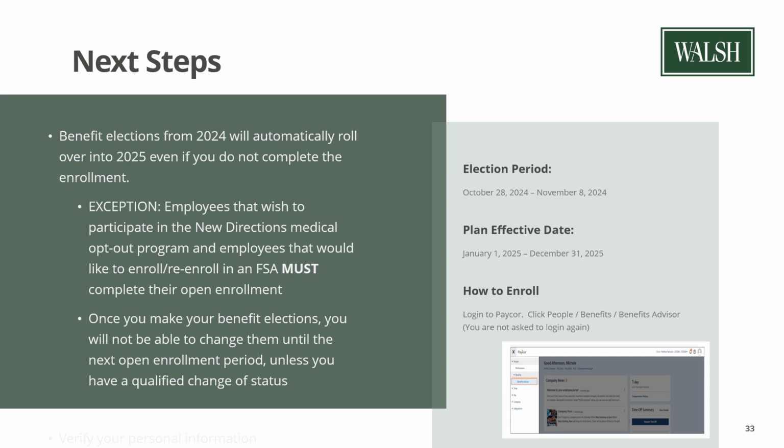How do you do that? You log into Paycor. From there, you're going to click on the People drop down, the Benefits, and then over to Benefits Advisor. It's going to take you to another page, and you're not going to be asked to log in again. It's going to take you right over, and you can go through the windows and make your elections for 2025.